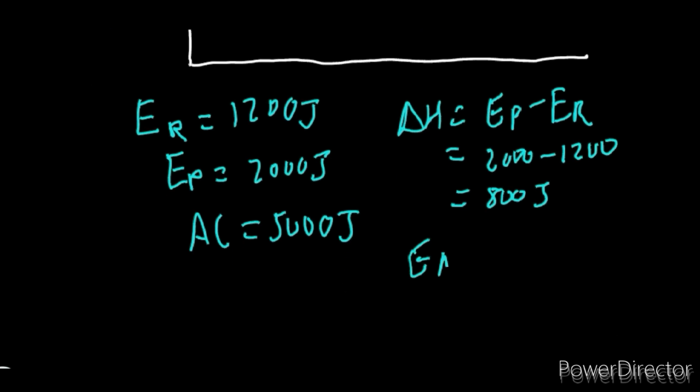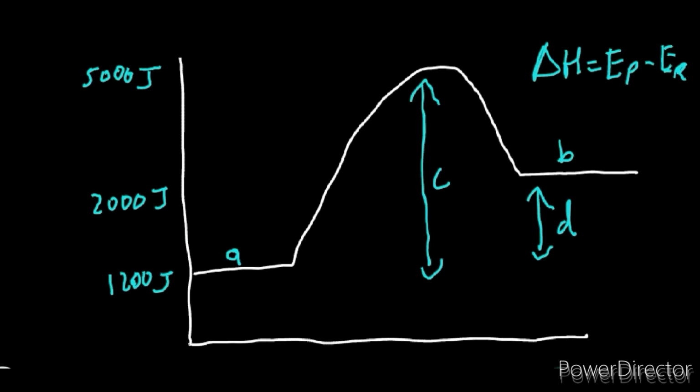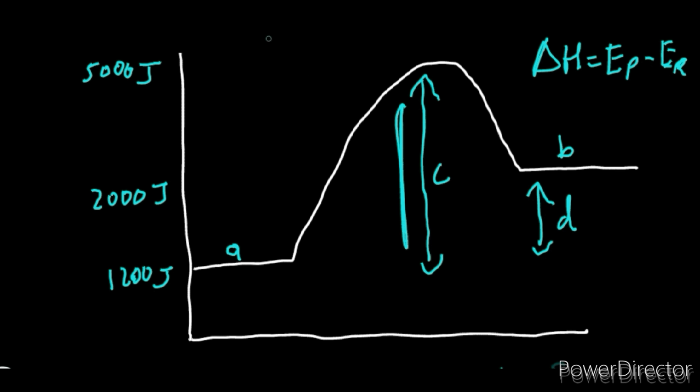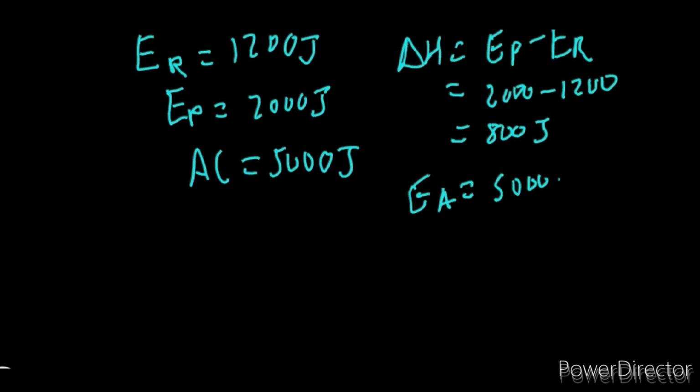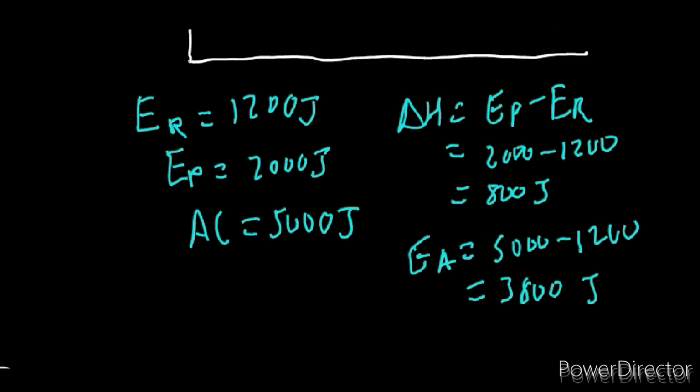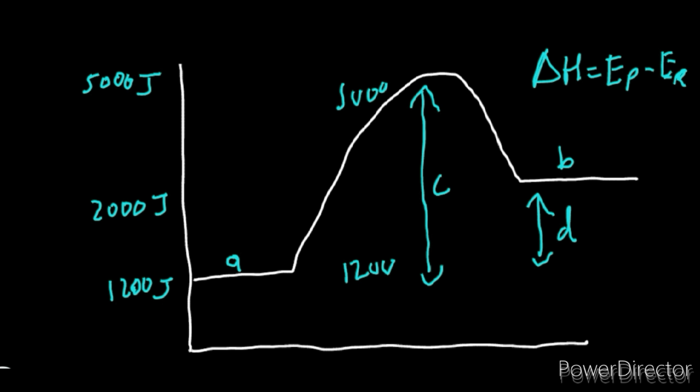So how do we get EA when we're given this type of graph? We need to find this space. Notice that this side is 1200, and this side is the activation complex, which is 5000. So we just need to subtract them: EA is 5000 minus 1200, which is 3800 joules. That is the activation energy, the minimum amount of energy needed for the reaction to take place.